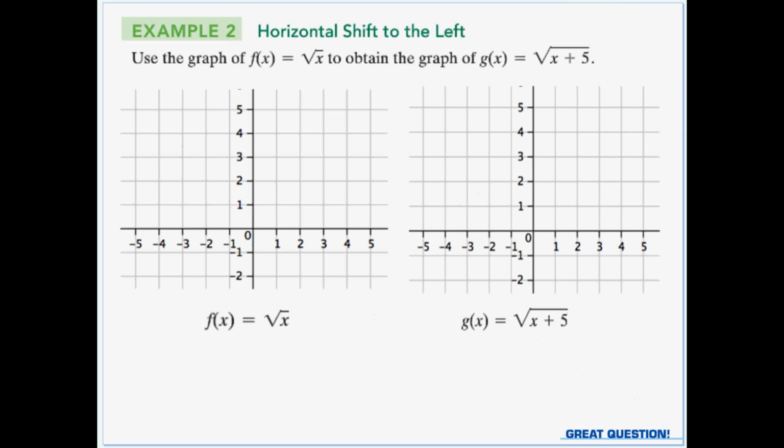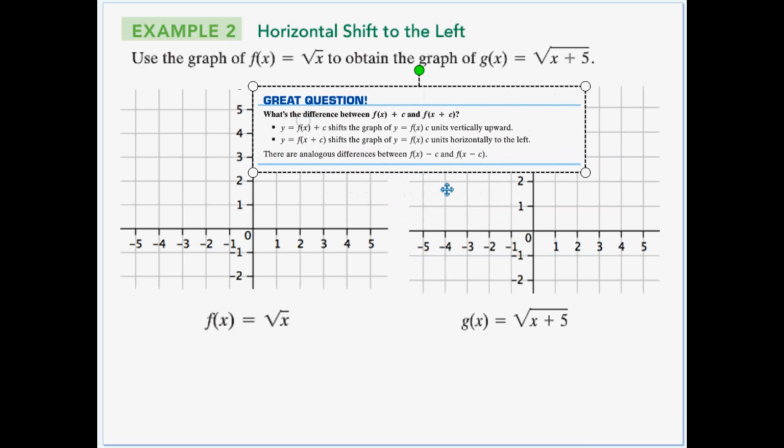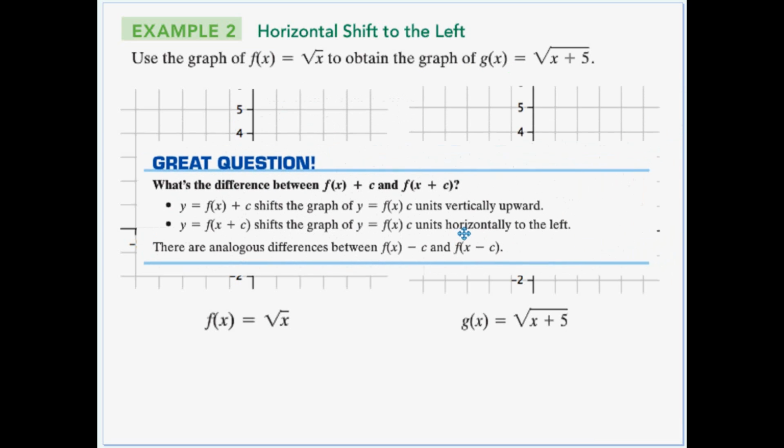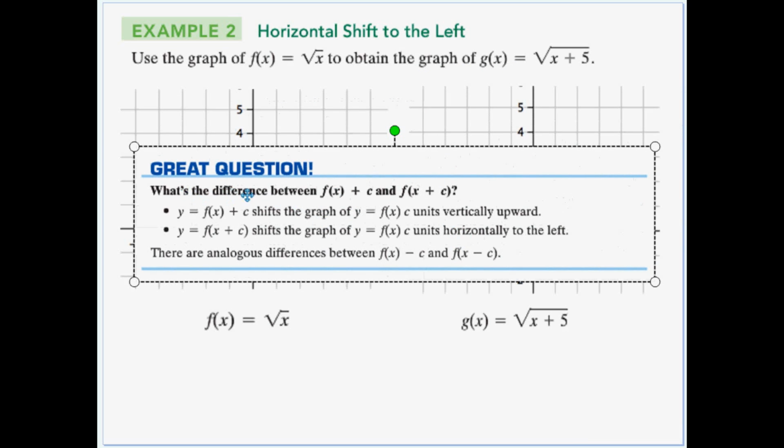And it looks like we have another great question. Okay, I sort of already explained this. What's the difference between f of x plus c and f of quantity x plus c? Again, if this number is occurring outside the parenthesis, it is a shift up or down. If it is occurring inside there with the variable x, that will be a shift left or right.